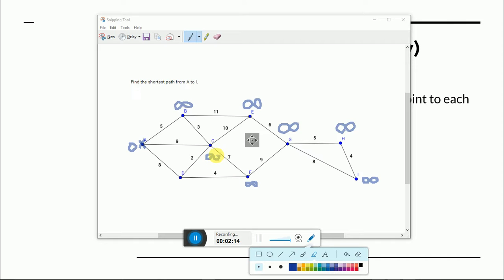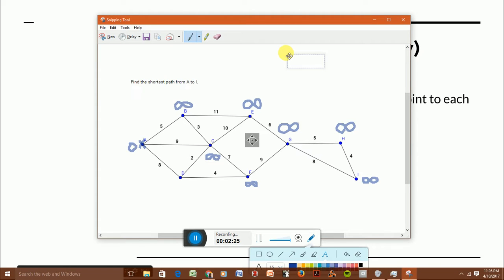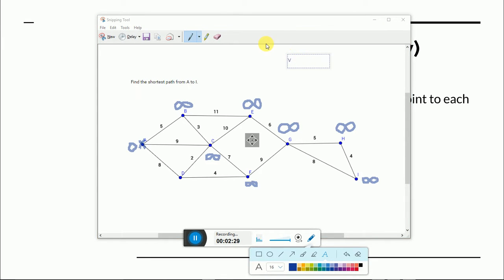We're also going to create a list of what we call visited vertices. I'm going to put a little text box right here that says visited vertices. And obviously because we started with vertex A, we're going to put that on the list first.